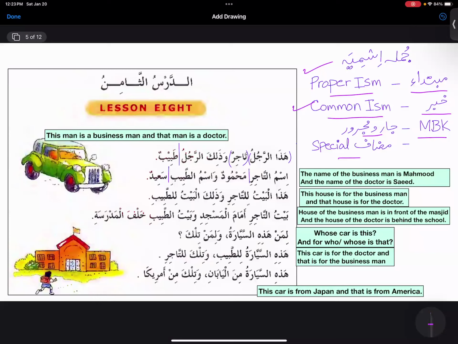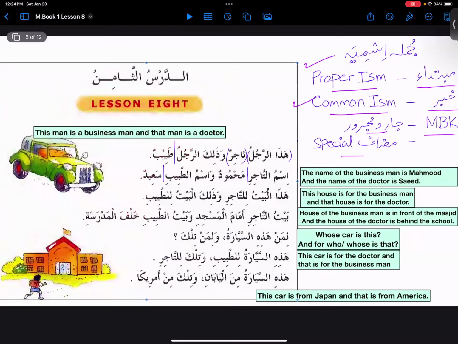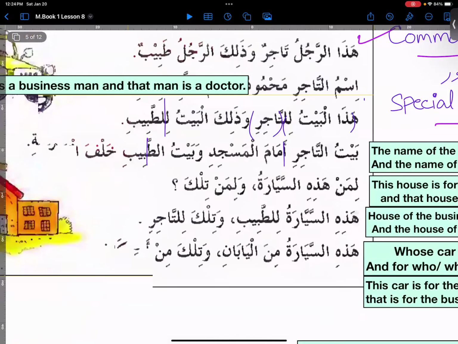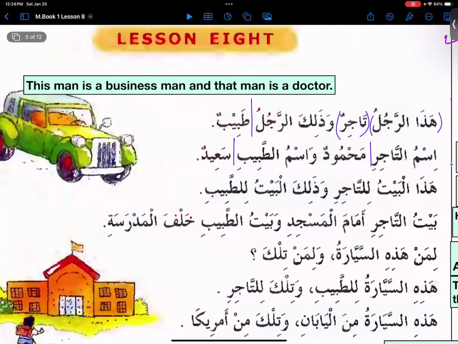Bismillah ar-Rahman ar-Rahim, lesson number 8. Hadha rajulun tajirun wa dhalika rajulun tabibun. Can someone translate it? We can take turns. Who is ready? This is a man, oh, this man is the merchant, and that man is a doctor. Exactly. Let's do the translation first of this page, and inshallah, then we can do labeling as well.